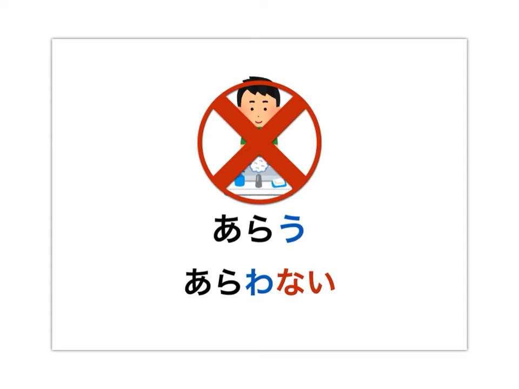洗わない、洗わない。Just to pause here for a moment, remember that verbs that end in u and are u verbs, we have to shift all the way up and over to the wa sound. So not ara a nai, but rather ara wa nai.